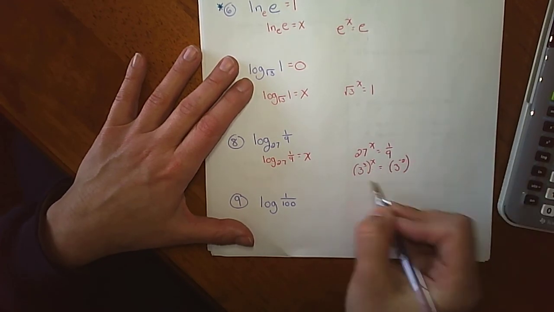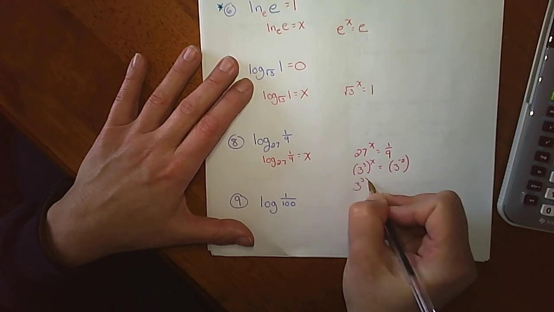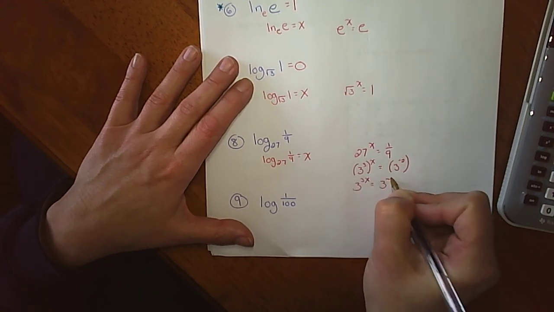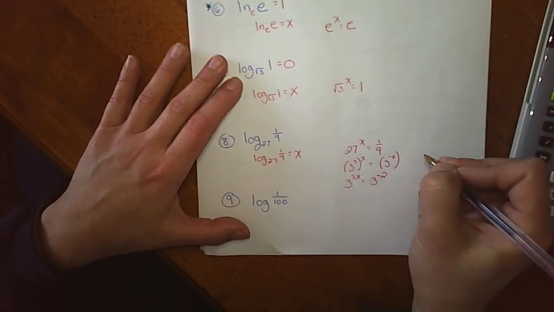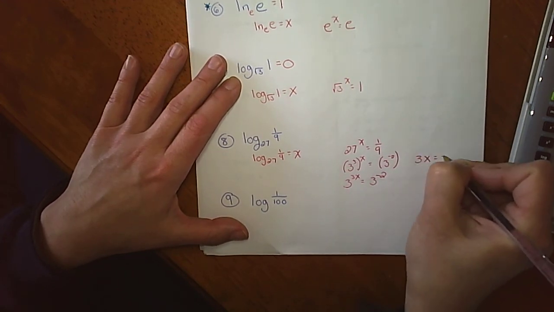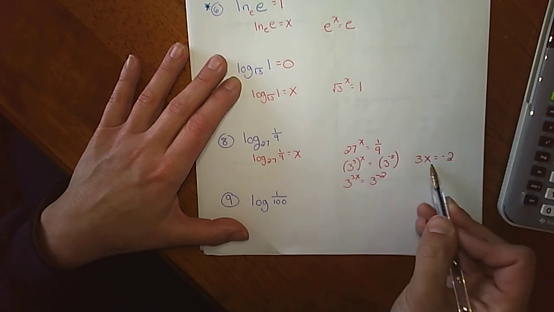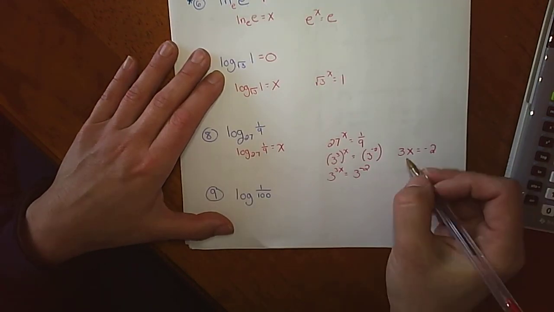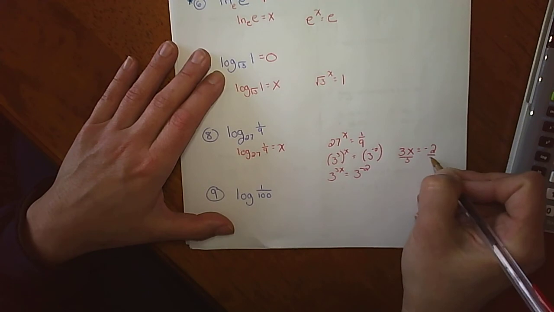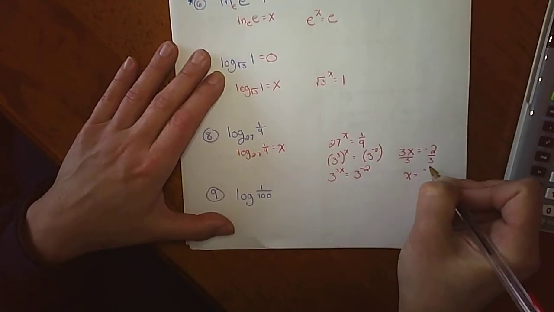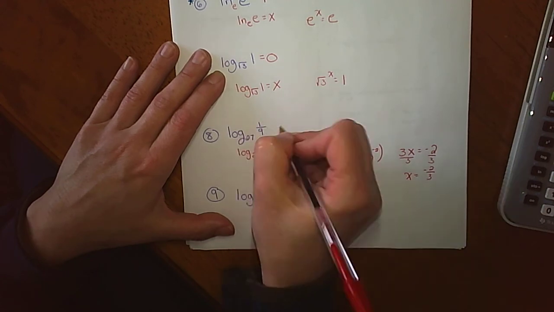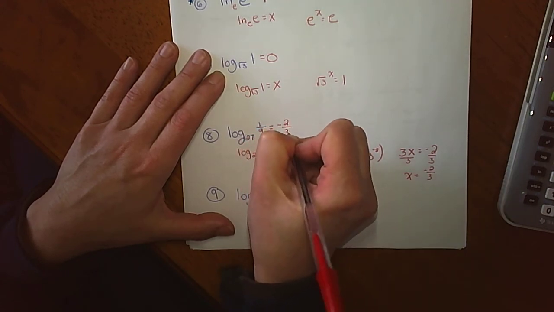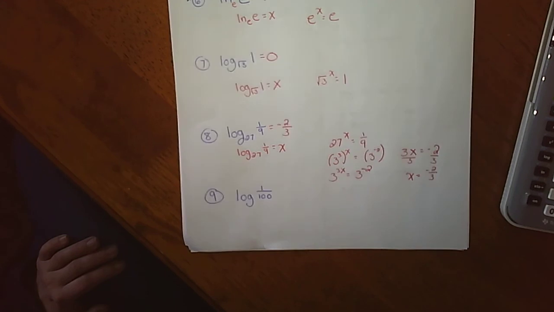Right? So now I'm going to rewrite this. This is 3 to the 3x equals 3 to the -2. And now, since the bases are the same, I only have to work with the exponents, so 3x equals -2. I'm going to divide both of them by 3. Right? So I get x equals -2/3. So that is the answer to this evaluate question, -2/3.